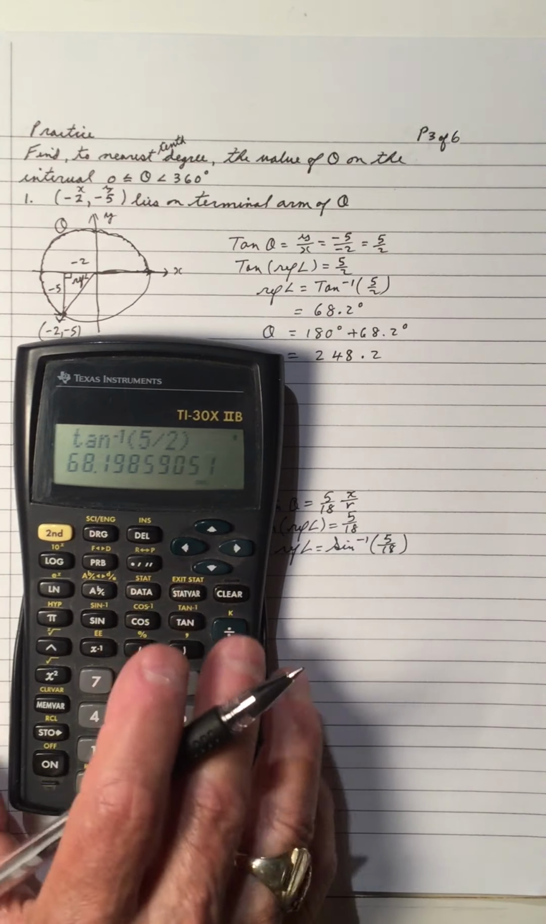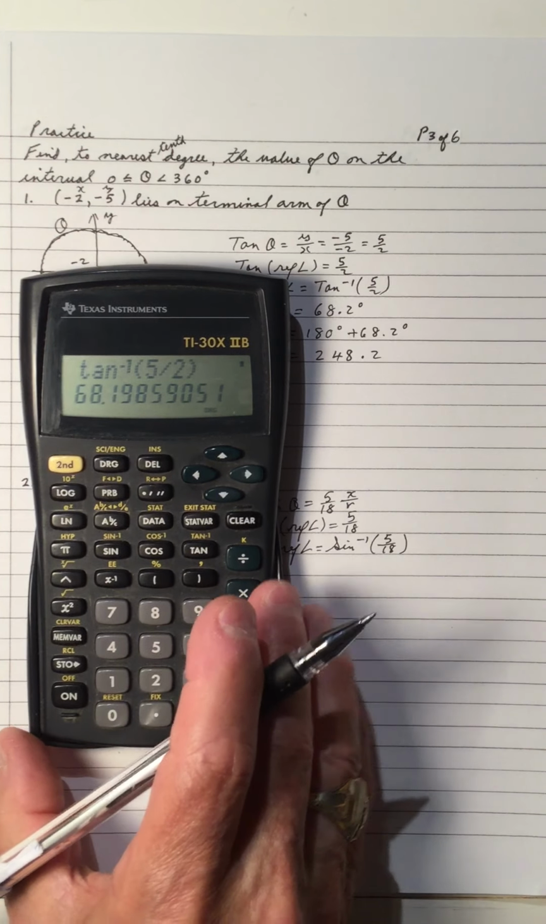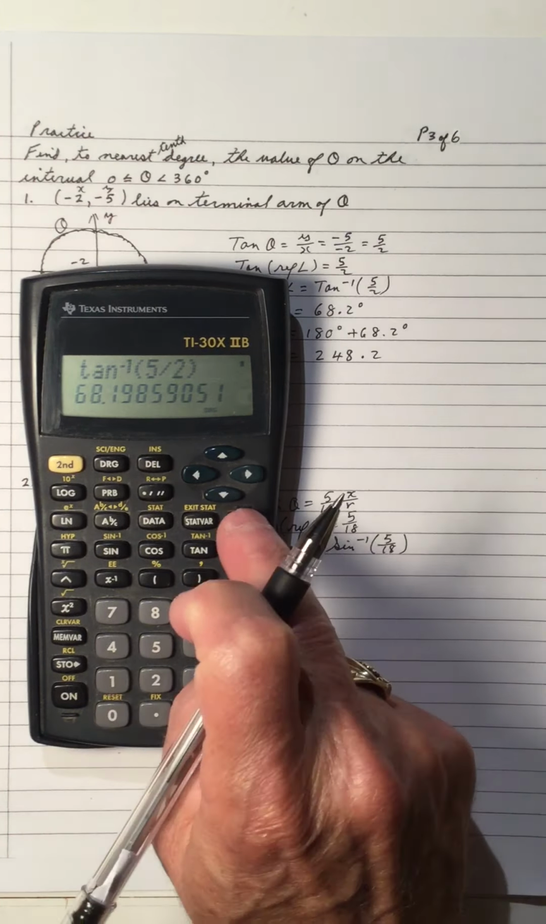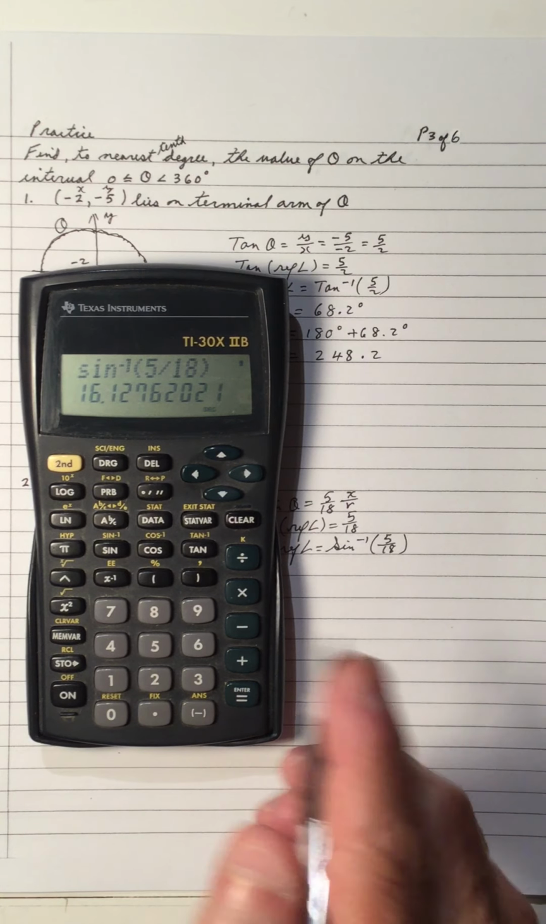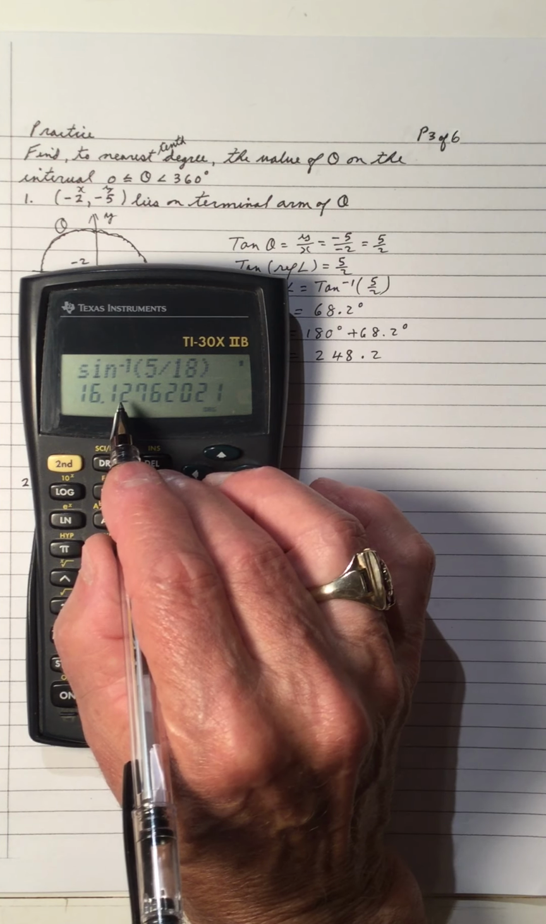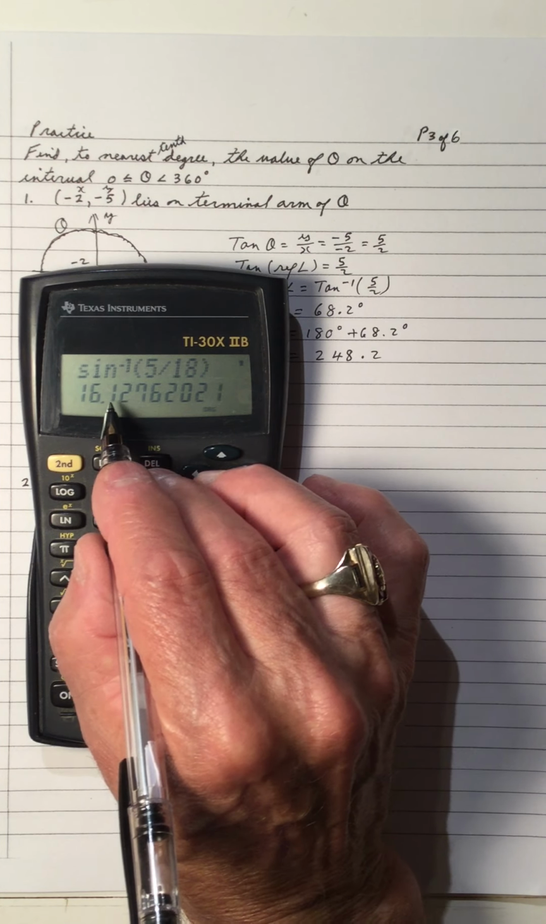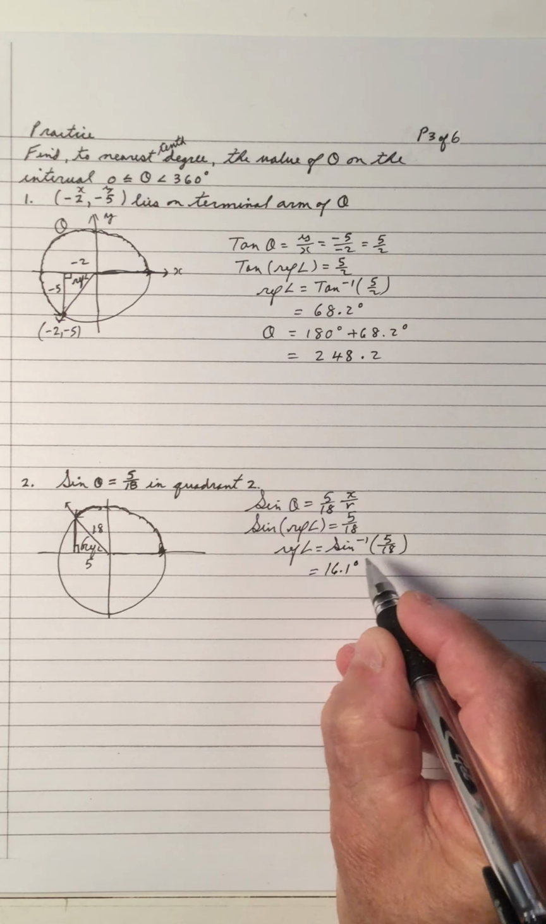And I put the calculator here. Here we go. I'm going to clear that now. So inverse sine of 5 division 18. And we get 16.1 to the nearest tenth. This is less than 5, so we don't change the 1. 16.1. So the reference angle is 16.1.